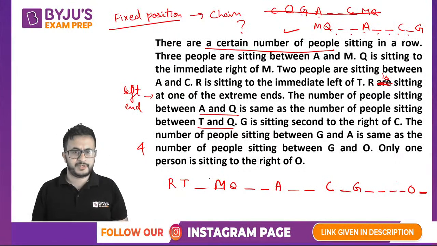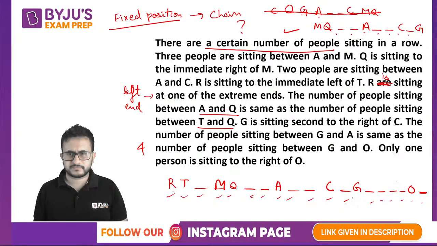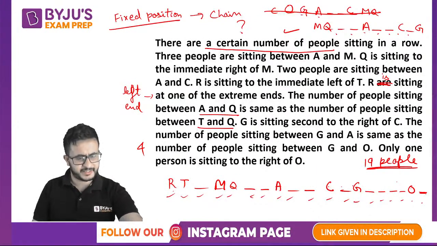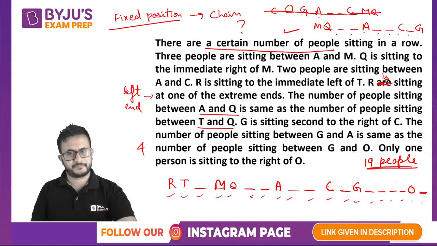So let us count the number of people. 1, 2, 3, 4, 5, 6, 7, 8, 9, 10, 11, 12. Then 4 people, 16, 17, 18. Are we getting 18? Oh, so I did not count this. So there are 19 people. So 1, 2, 3, 4, 5, and so on up to 13, 4 people, 17, 18 and 19. So there are 19 people. Okay, so most of you got the answer as 19. That is correct. So there are 19 people, right?